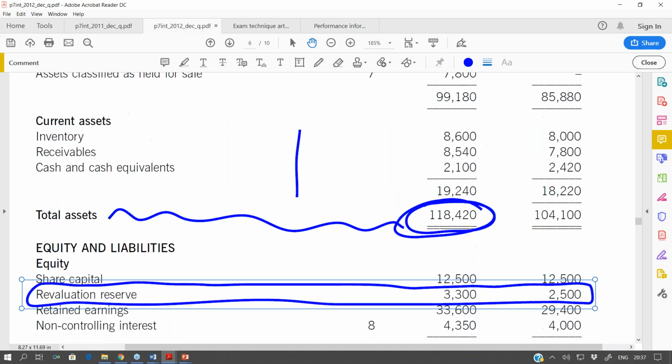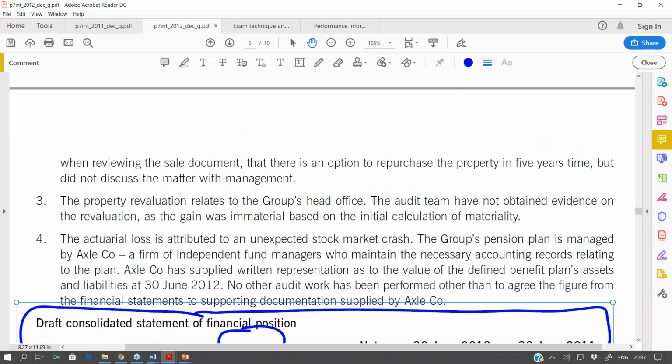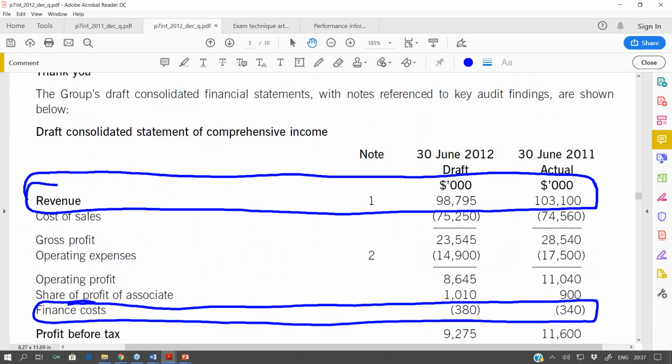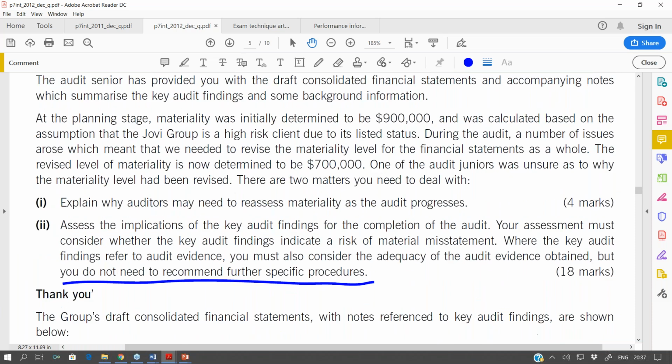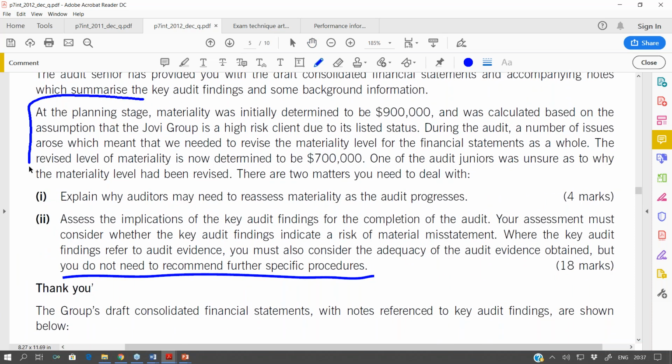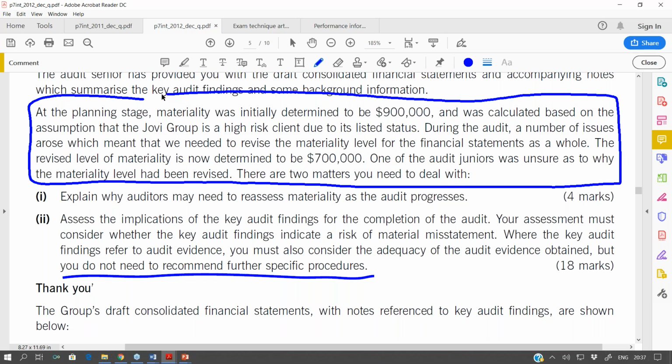Now go up the question. Don't just be in a rush. Go up the question and read this paragraph and tell me, is the gain material or is the gain immaterial? There is no one single way of finding materiality, right? Most of you have learned one way to find materiality, and that's the reason you're making errors. Just read this paragraph and tell me, is it material or not?